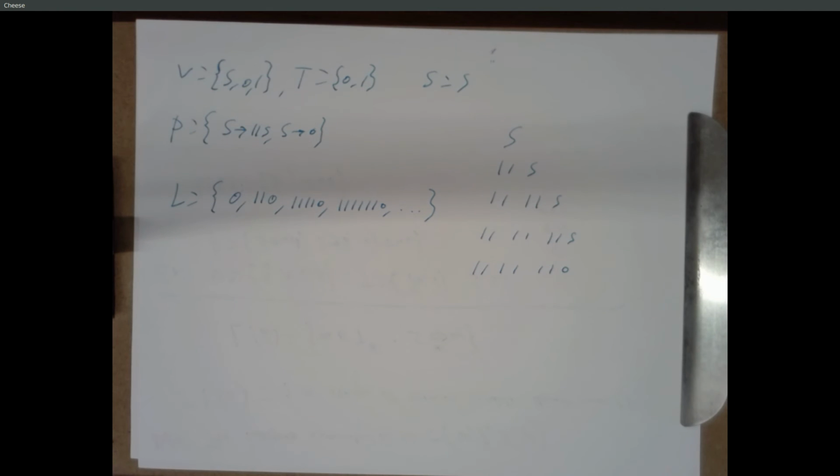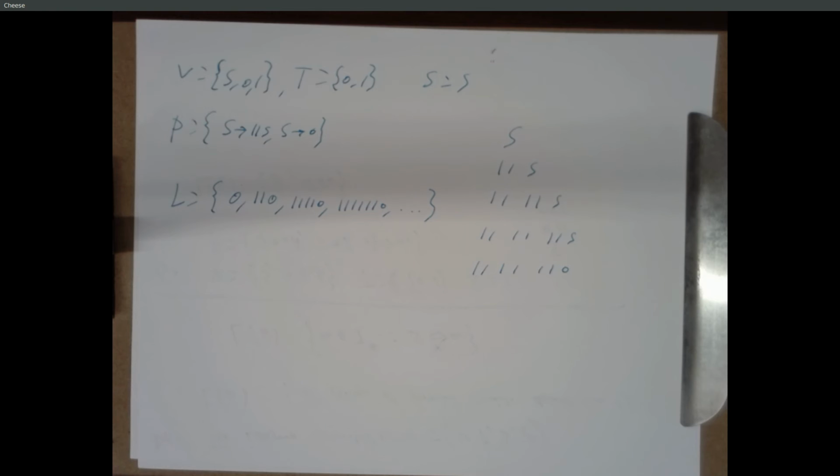And they each correspond to an even number of ones followed by a 0. And remember, 0 is even, so that first thing is 0 ones followed by a 0. So this is a language consisting of all strings that are made up of an even number of ones followed by a 0. And that's an infinite set.